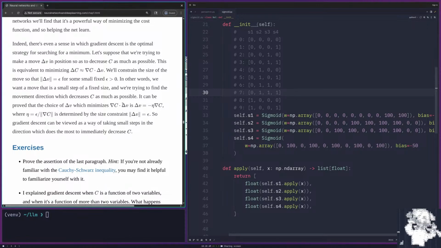So it makes sense. It's like grad of C tells you the direction. Grad of C tells you the slope. If the amount that we're going to move is not in our control, and the only thing we can pick is the direction, you're going to pick the direction that minimizes the slope. Okay.